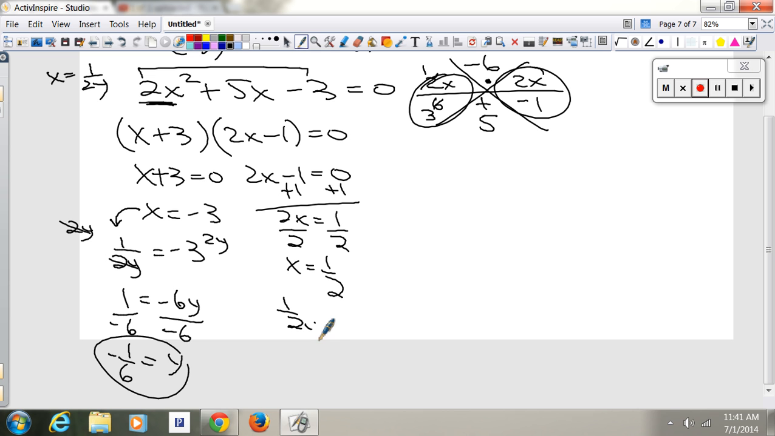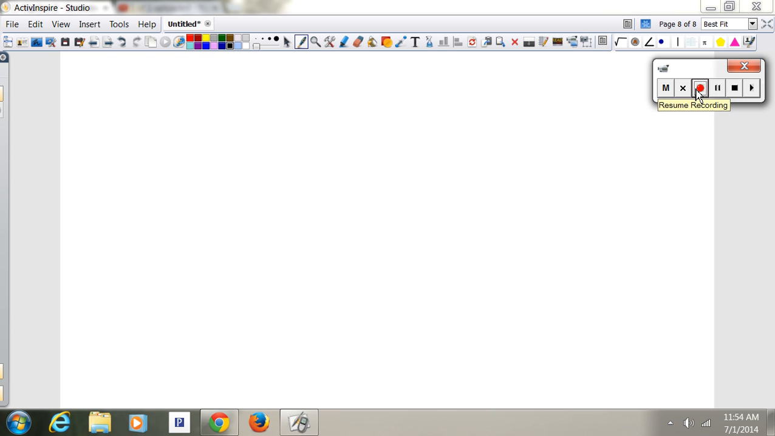1 over 2y equals 1 over 2. Again, multiply by the 2y. 1 equals, here the 2's cancel out and you just have a y. 1 equals y, and you're done. So there's number 3. All right, 5A will be the next one I will do.